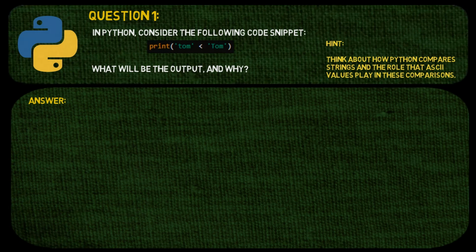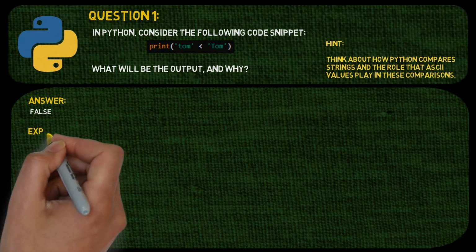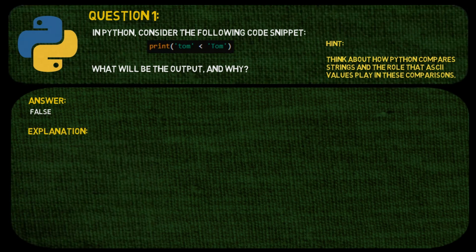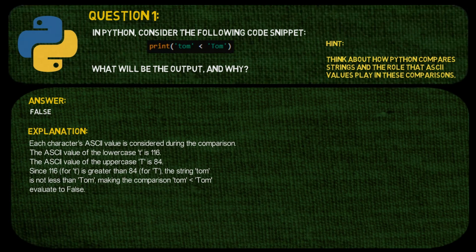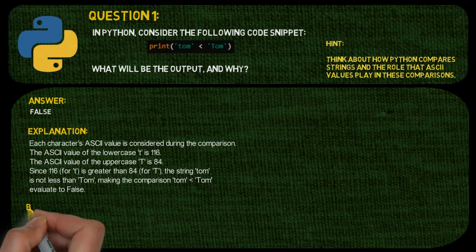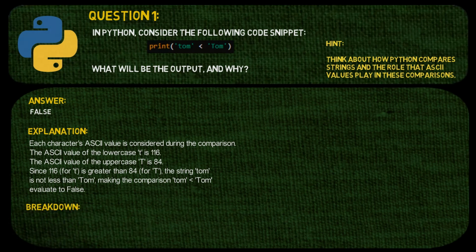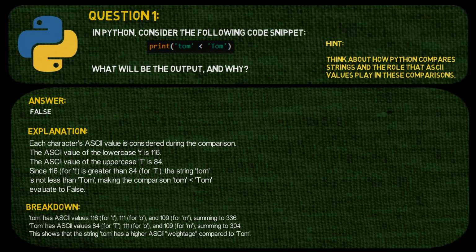The answer is false. Surprised? Let me explain why. In Python, strings are compared character by character based on their ASCII values. So when we compare Tom with Tom, Python looks at the ASCII value of each character.